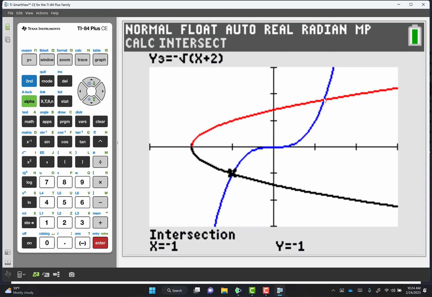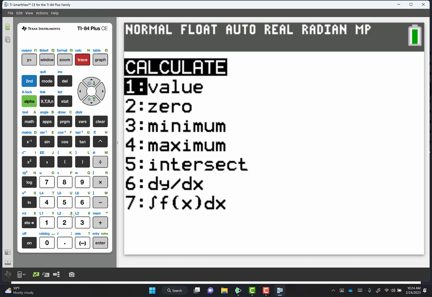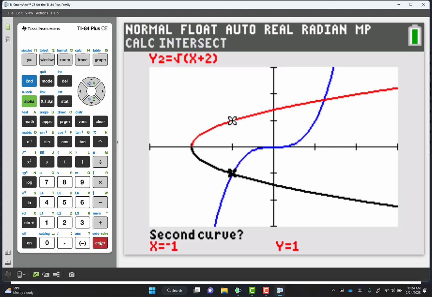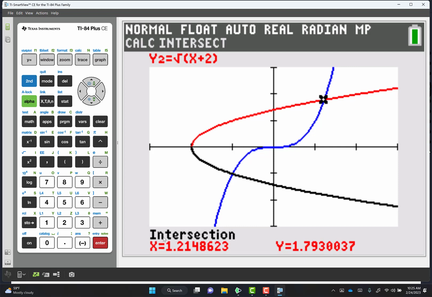But this one up here is definitely not a perfect coordinate. So here we go. And we're going to need both the x and the y. Second, calculate, number 5, intersect, enter. Red curve, yes, enter. Let's see, where am I? What curve are you? Oh, yes, I only have one intersection. Enter. Did I find it? Yep. I want both, because we're going to integrate with respect to y in a little bit.